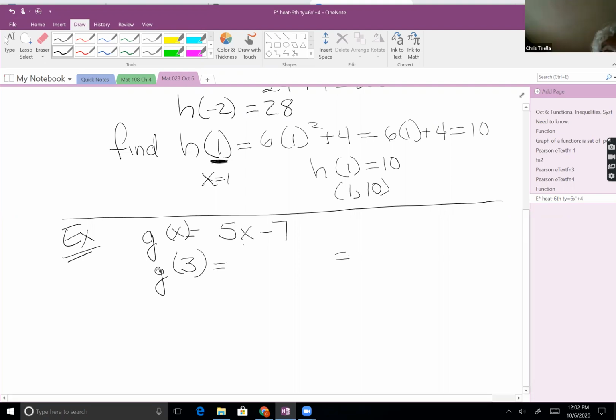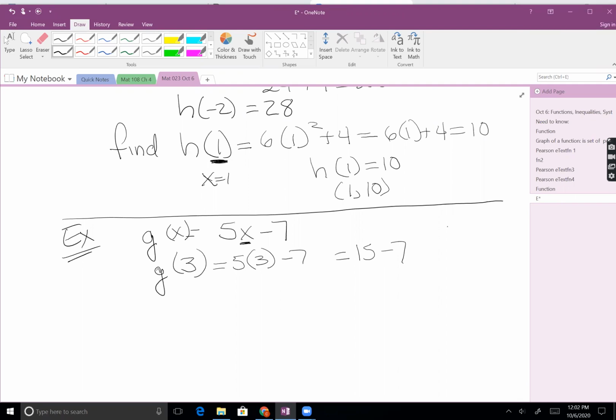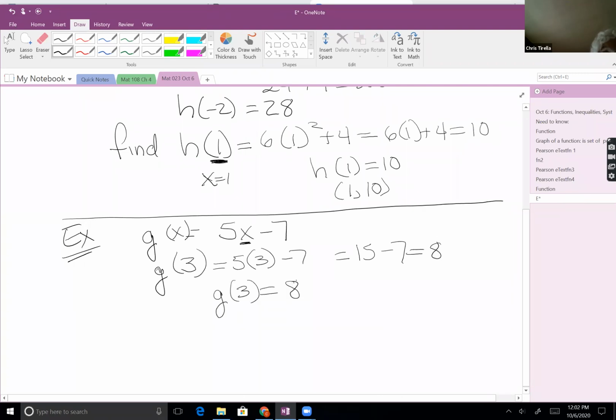Well, we're replacing x with 3, so that's 5 times 3 minus 7. So I like that 15 minus 7. There isn't an x left because we put in 3 for x. We replace the x with 3. But then what's 15 minus 7? 8. And so, whoops, it would help if I put the equal sign in there. And so we would say final answer is that g of 3 equals 8.